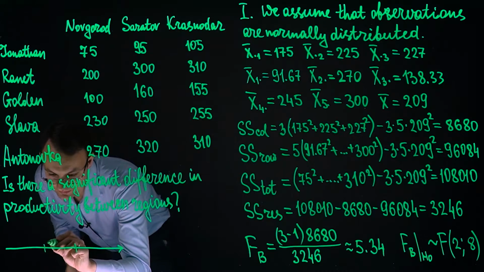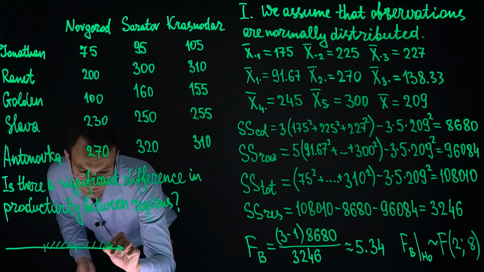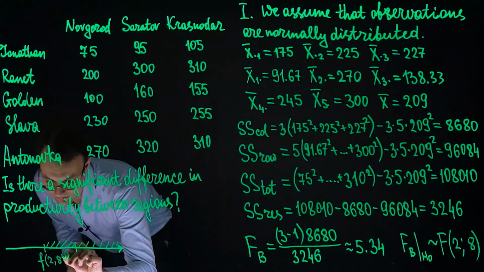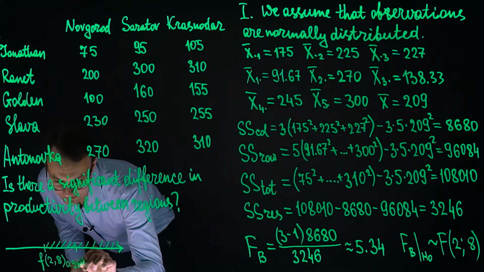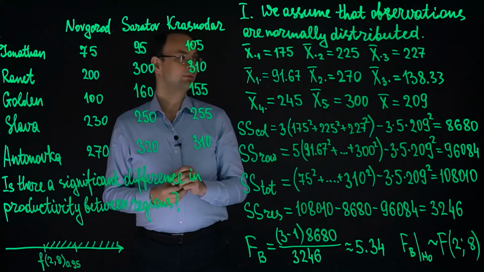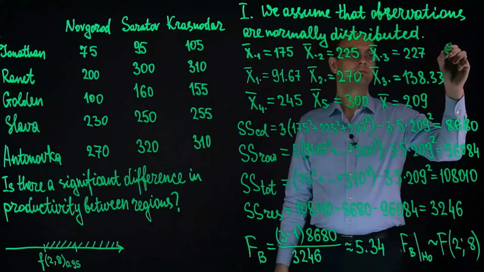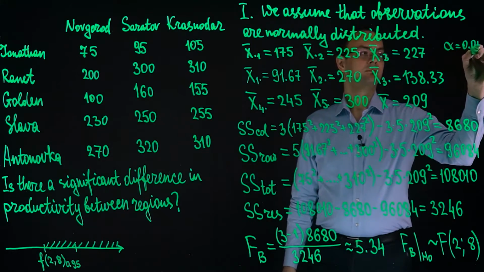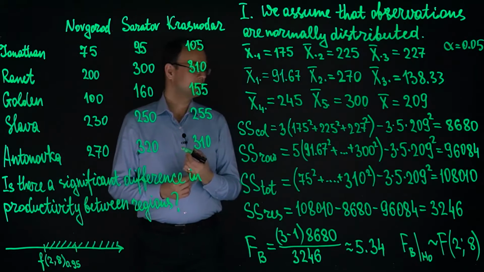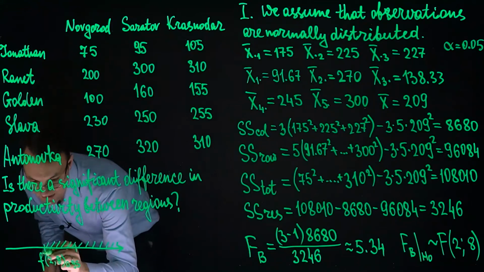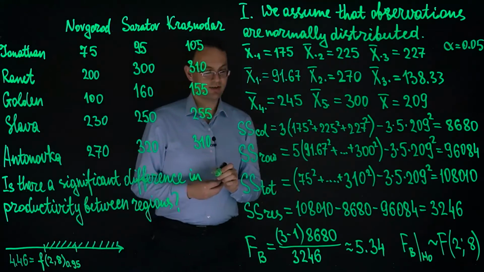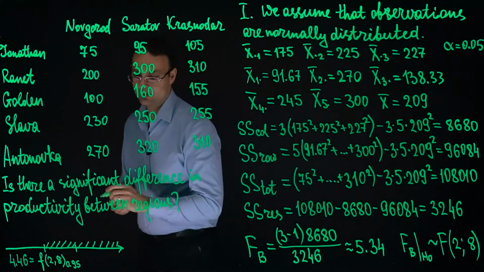And the quantile, let us use the standard alpha 0.05. The quantile is 4.46. And the test statistic, as we see, is 5.34.